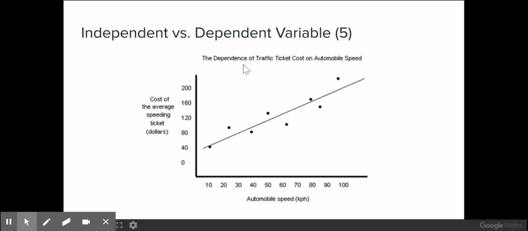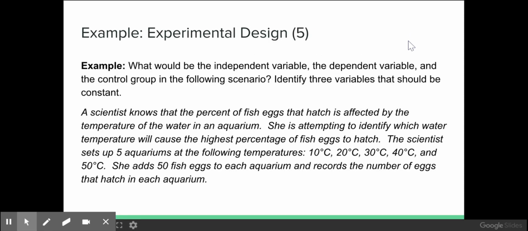A good title for a graph is always your dependent variable versus your independent variable. And that's a good default if you ever are struggling to come up with a title for a graph.